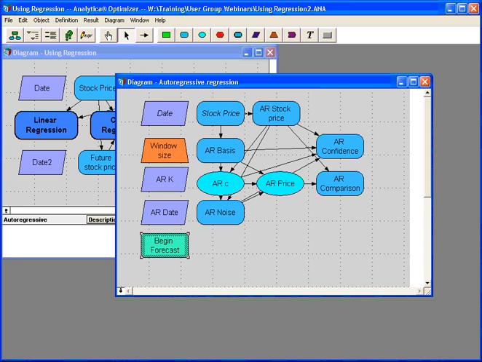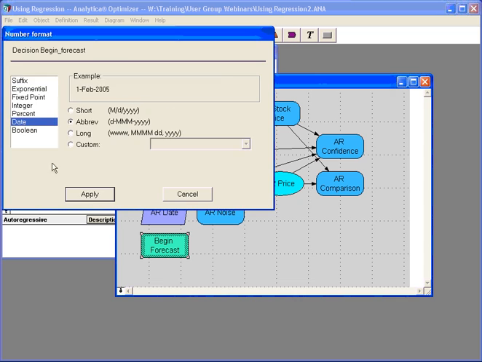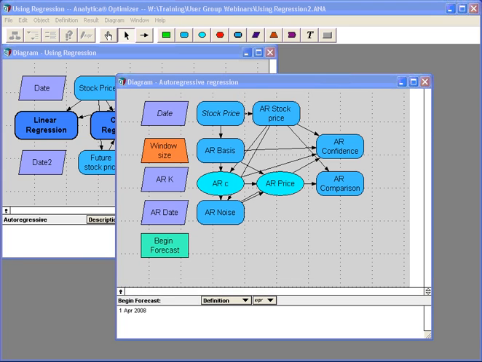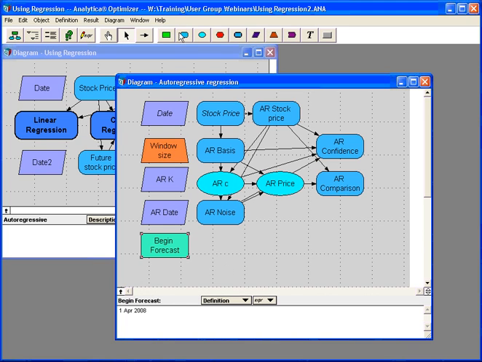I'll put a begin forecast date here. I'll format it as a date, and we'll pick some date here to start at. Why don't we go back a few days at least, April 1st. Okay, is there a question there? I can hear someone saying something. No? Okay. Again, if you guys have questions, I'm going fast.